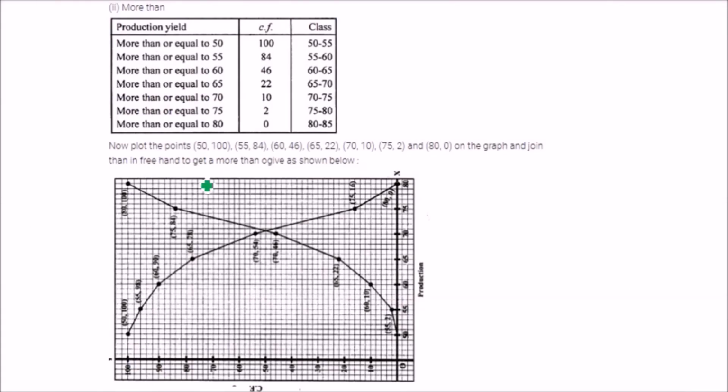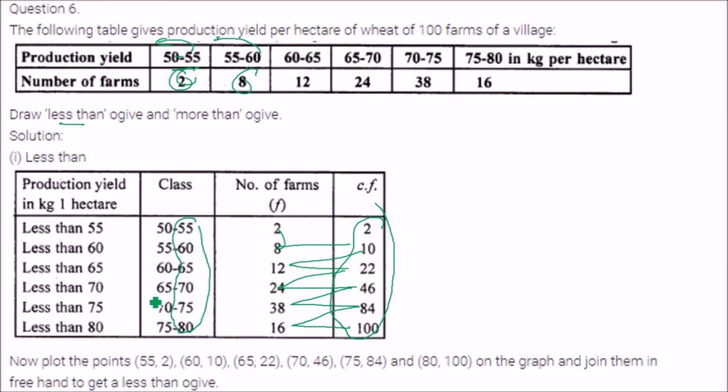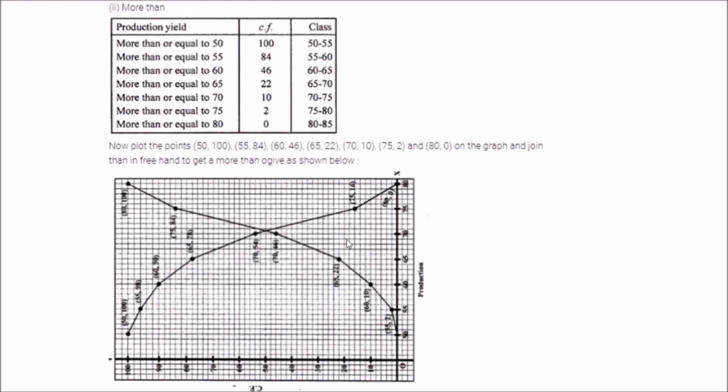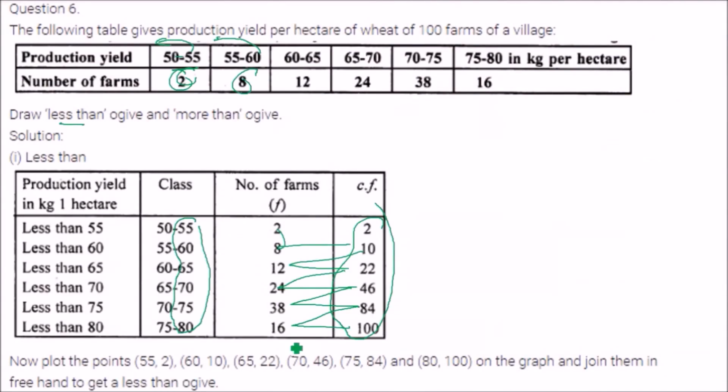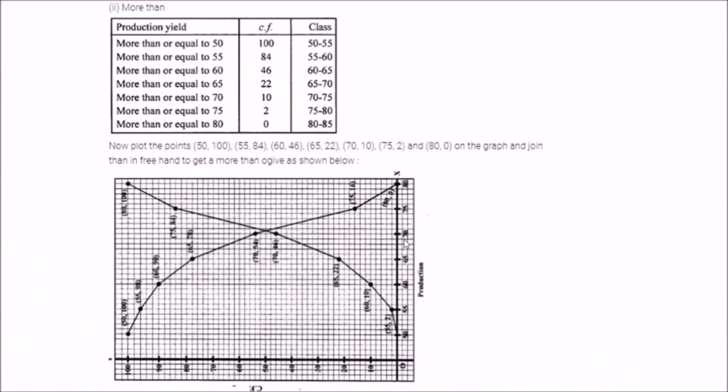Now we can draw. I'll show you the first one. That is 55, 2. So x is 55 and y is 2. So this is the first point. Let me take another point. X is 80, y is 100. So this is another point. You can just pinpoint or draw the other points, and this will be your graph.